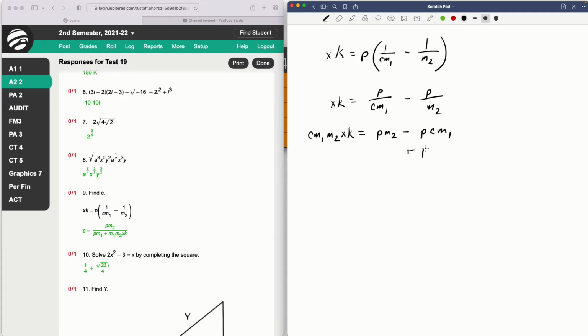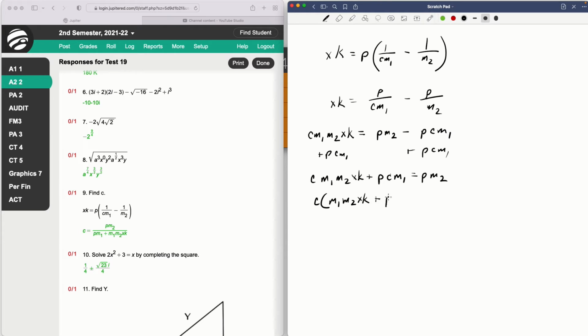So cm1m2xk plus pcm1 equals pm2. All right, factor out the c. c times (m1m2xk plus pm1) equals pm2. Now you know the drill.